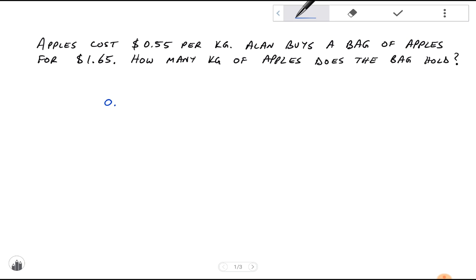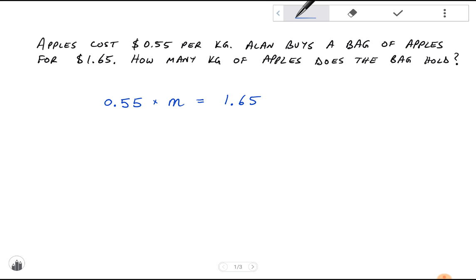Well, we know that our price per kilogram is 55 cents. So if it's 55 cents and it's 1 kilogram, that's how much it'll cost. 2 kilograms, we double that. 3 kilograms, triple that, and so on. So if we multiply 0.55 by our mass, then we can figure out our price. So let's say M for mass, and we know that the total that Alan spent is $1.65. So 0.55 times M, which is our unknown amount, equals 1.65.